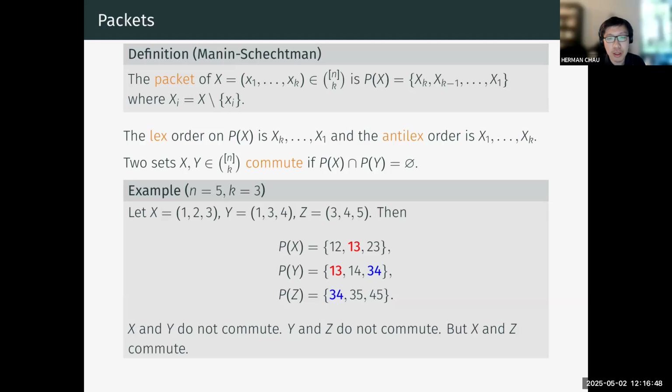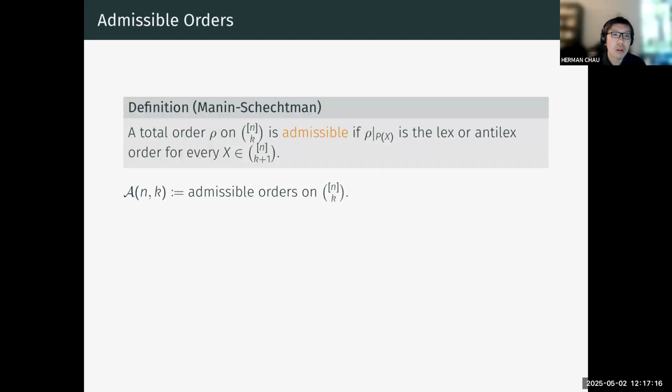From this, we can see that x and y don't commute because their packets both contain the element {1,3}. And y and z also do not commute because their packets contain the element {3,4}. But I did want to point out that not commuting is not a transitive relation. So x and z do commute, even though x and y don't commute, and y and z don't commute.